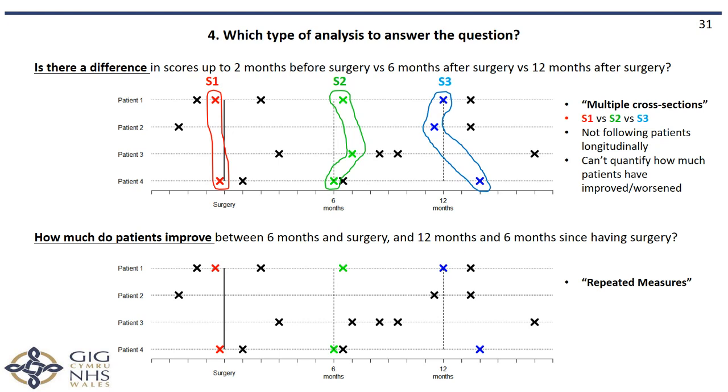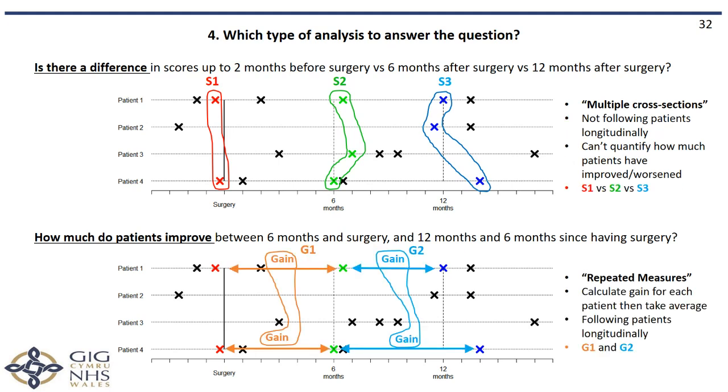So to quantify how much patients have changed between the anchor points, we should only keep patients in our analysis with valid PROMs at those anchor points. And this would be something similar to a repeated measures analysis. So in this example, we need to lose patients 2 and 3. That's because patient 2 only has a valid 12-month PROM, and patient 3 only has a valid 6-month PROM. So the next slide, please.